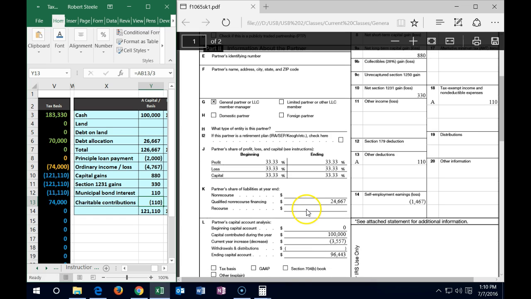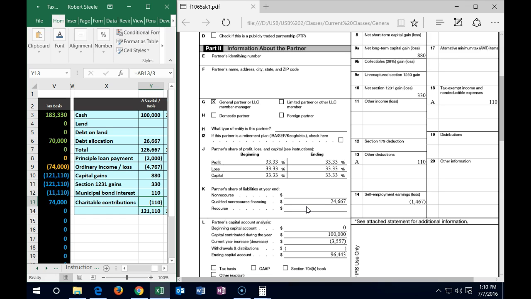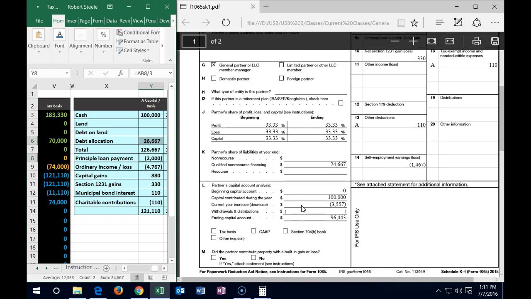All right, so then we have the information up here in terms of calculating the basis. So we're going to say, okay, basis calculation. We've got the partner share of the liability. So remember, we're going to say it's a qualified non-recourse financing. Therefore, it's going to be included here, and we're going to say that the liability went on the books for the 26, and then remember we paid off the 6,000, so it's this minus this. That's how we get the 24,667. That's that portion.